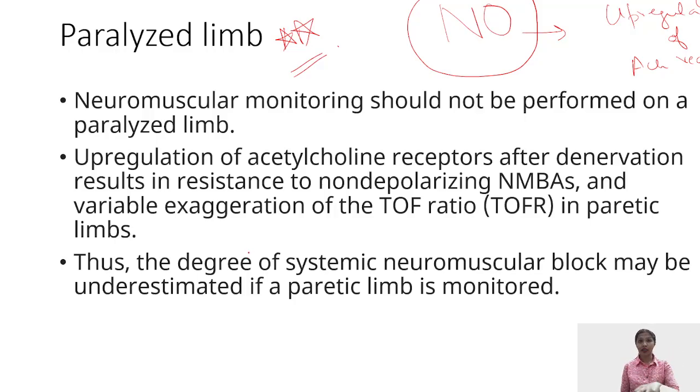So the stimuli will lead to muscle contraction in this paralyzed limb, which will not be the same as all the other parts of the body, because there is upregulation. The stimuli is going to show that the muscle is contracting, and we'll think that yes, the recovery has taken place, but this is not the same as the systemic neuromuscular block, which is still prevalent. Okay.